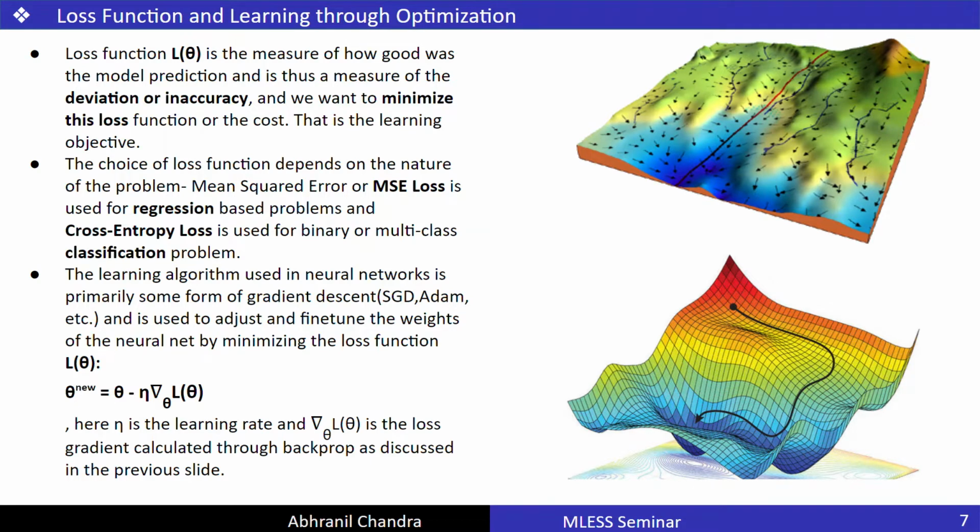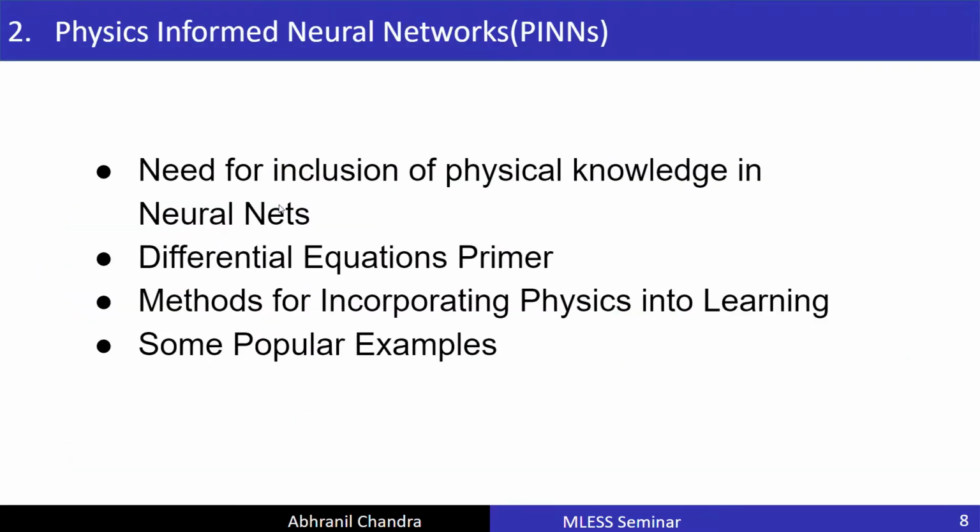And it is used to adjust and fine-tune the weights of the neural networks by minimizing the loss function L of theta. Now the update rule is: the new updated theta, or theta new, is equal to the old theta parameters minus eta times the gradient of the loss function, eta being the learning rate, and the gradient of L is calculated using backprop as discussed in the previous slides.